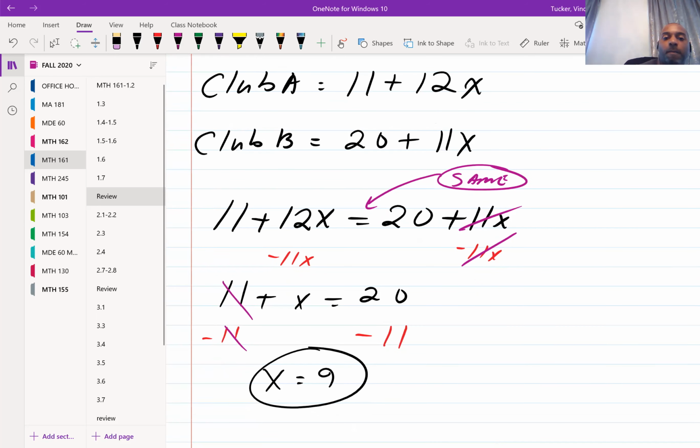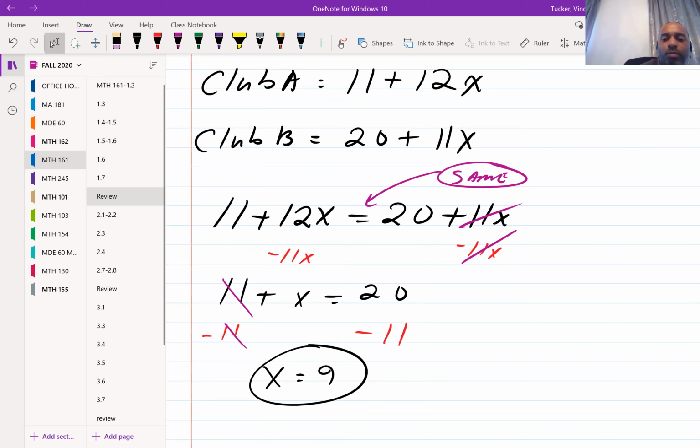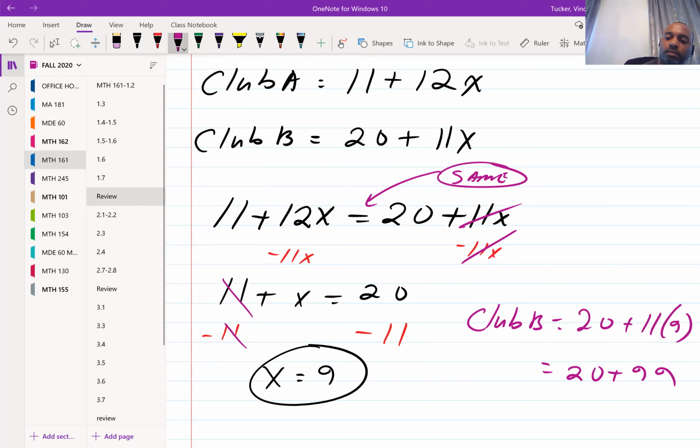All right. And then I think you asked one more question. What's the total cost for each health club? So then you would just take that 9 and plug it into either one of those expressions, Club A or Club B. Doesn't matter, because remember, they're going to be equal at 9 months. So it should be 119.